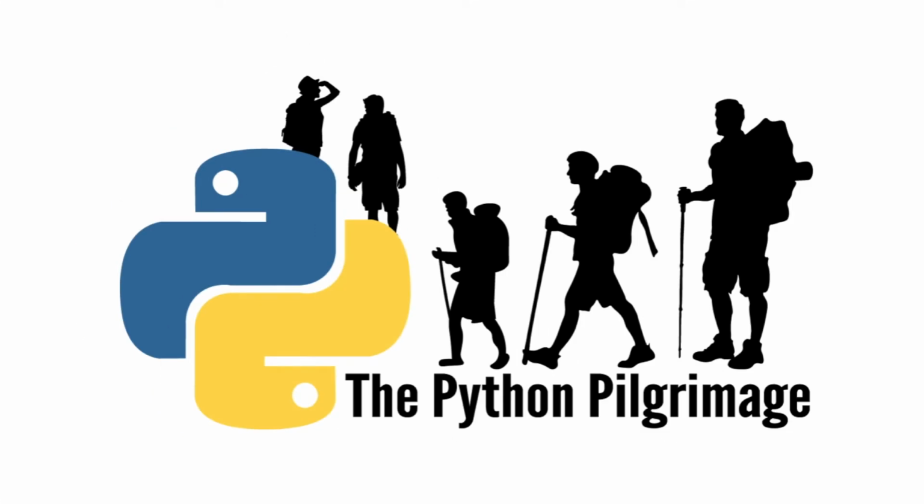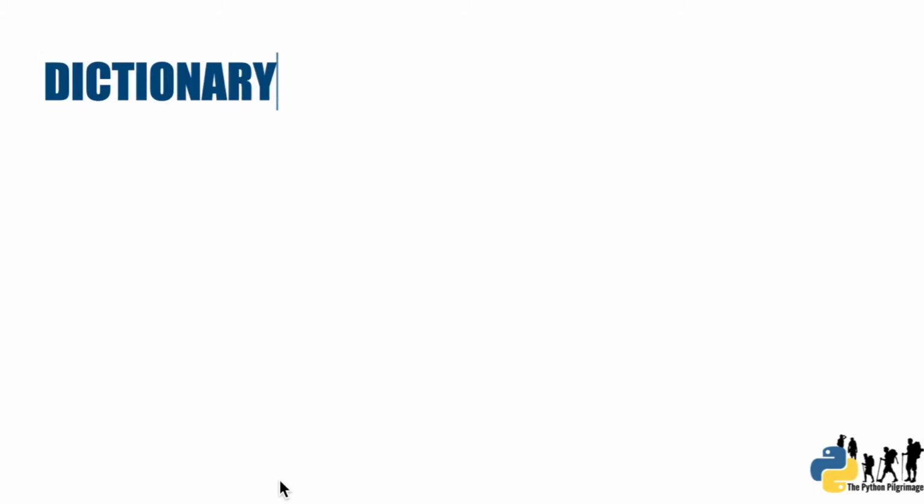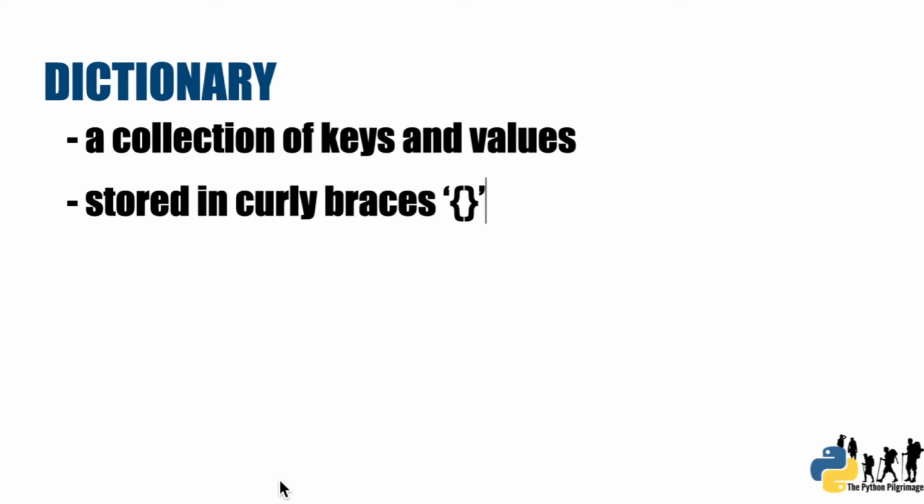Today we will be discussing dictionaries: what a dictionary is, how they work, how they're being used, and all that. So, dictionary. A dictionary is a collection of keys and values. They are stored in curly braces and they have keys and values.